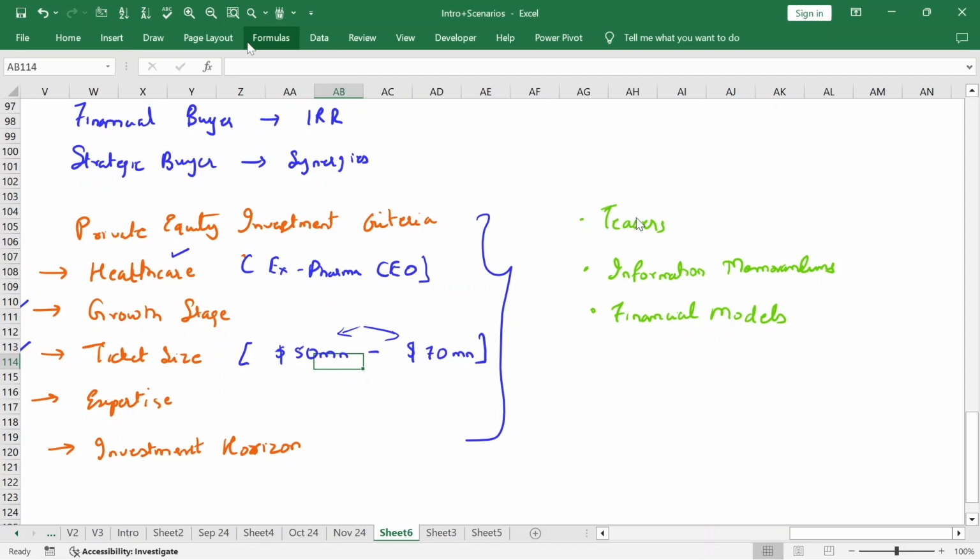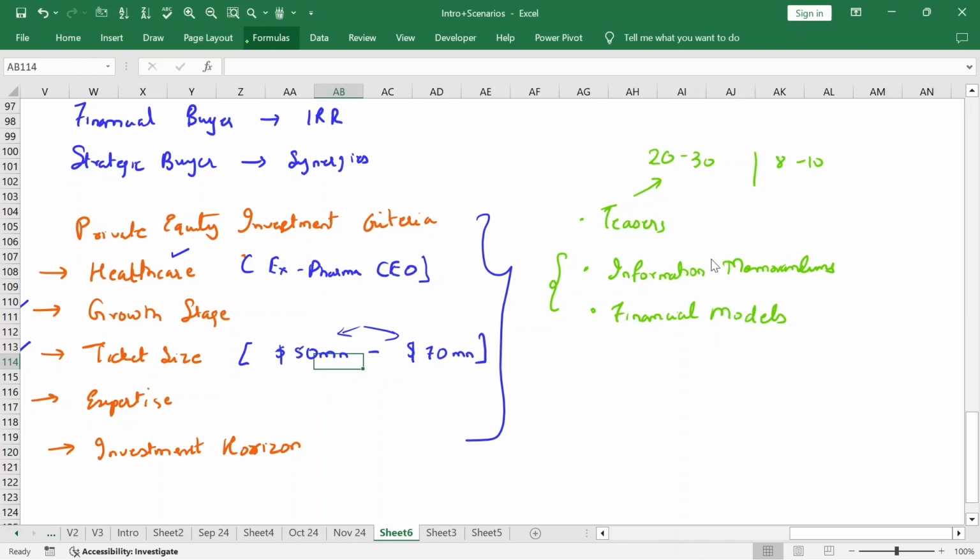Teaser is a no-name document, as the name suggests. It doesn't give out too many details. It should be 1 or 2 pages long, which highlights the main details or USPs of the company, and you will share it with those 20-30 PEs that you have screened out, which follow this criteria. Once you send out these teasers, probably out of 20-30, maybe 8 to 10 PEs will come back and say that, okay, we are interested in the opportunity that you shared with us. We want more information.